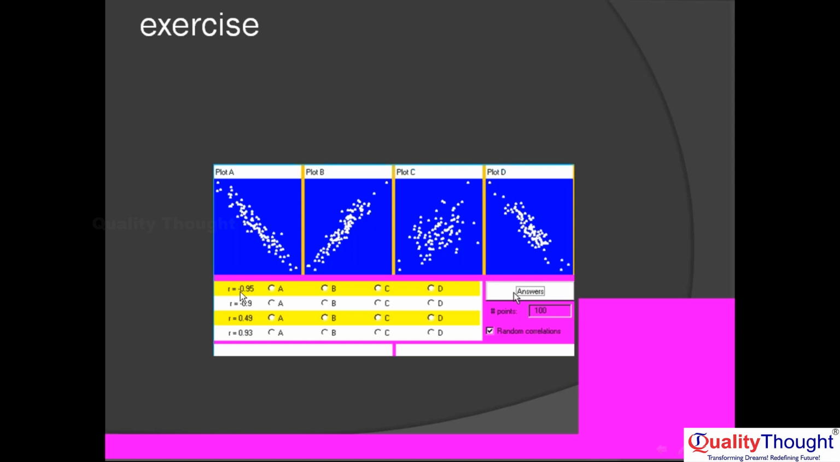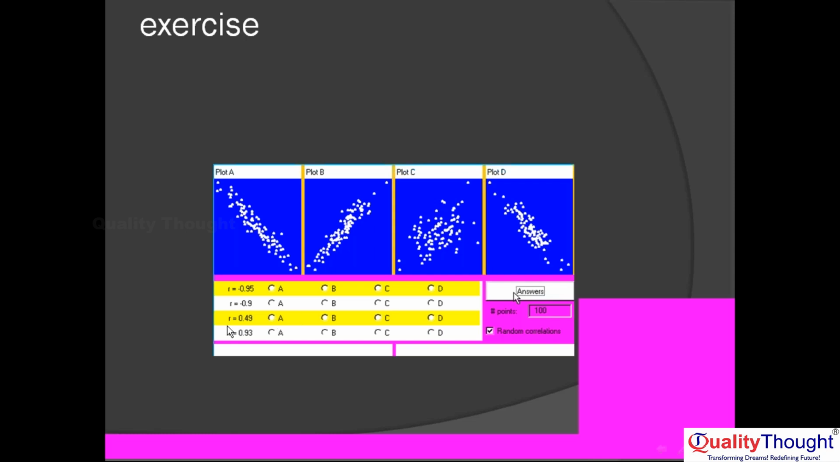The very first one is minus 0.95. Minus 0.95 represents a negative but strong correlation. What are all the plots that are in the negative sign? Plot A and plot B. Can you please tell me, between plot A and plot B, which could be the minus 0.95 and which could be the minus 0.9? Exactly, plot A represents clearly minus 0.95. Can I make the minus 0.9 as plot D?